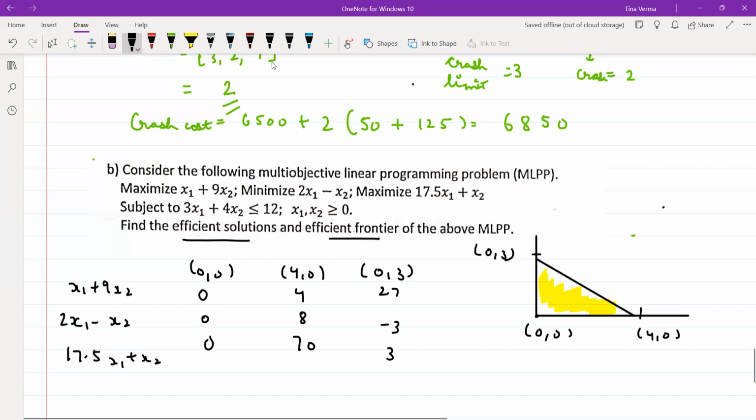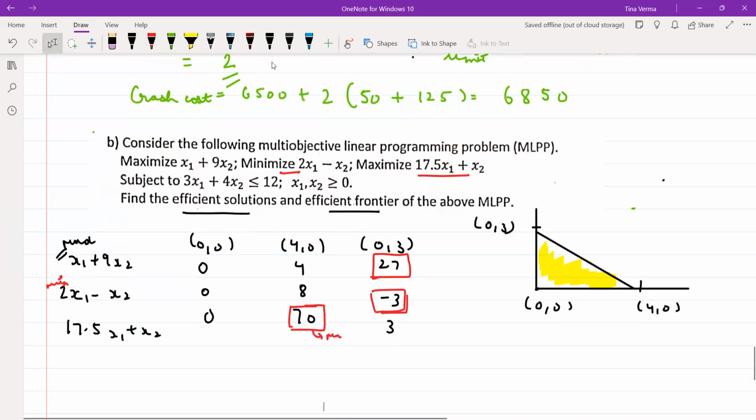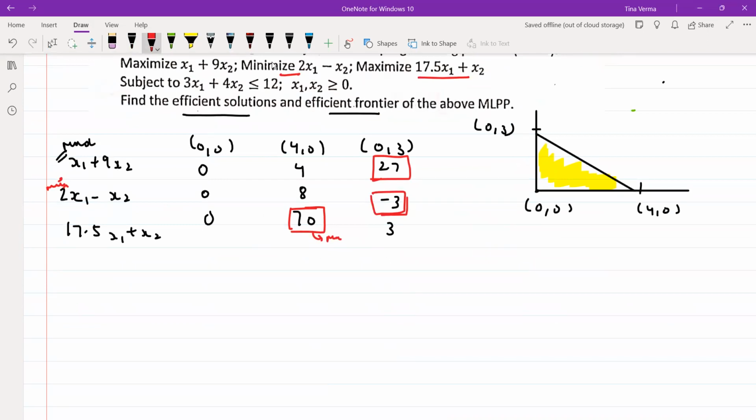Now the first objective function was to maximize this. So what is the maximum value from these 3 points? This is giving me the maximum value. The second objective function was minimize, so the minimized value I got over here. This is my minimum for the second objective. Third is maximize, so this is giving me my maximum value, right? So now you got 2 points, that is 0, 3 and 4, 0, which are satisfying your objective functions. That means these are my efficient solutions.